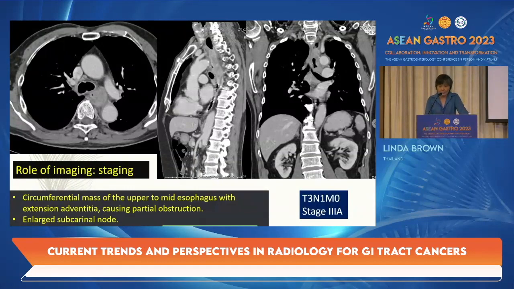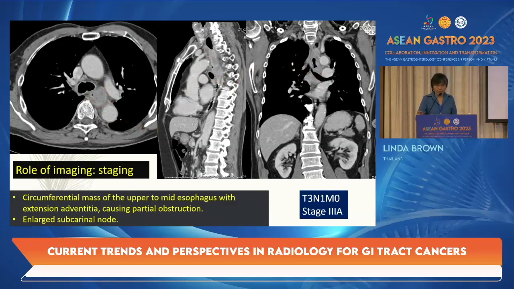So we performed CT in this case, and you can see that there is a large circumferential mass of the esophagus. It involves all the way to the adventitia, but it does not invade the structures nearby. So this is a T3 lesion. On sagittal view, you can see that the mass extends from the upper to mid esophagus, and there is already a node right here, a carina node. So this is T3 N1 M0 based on CT, stage 3A.